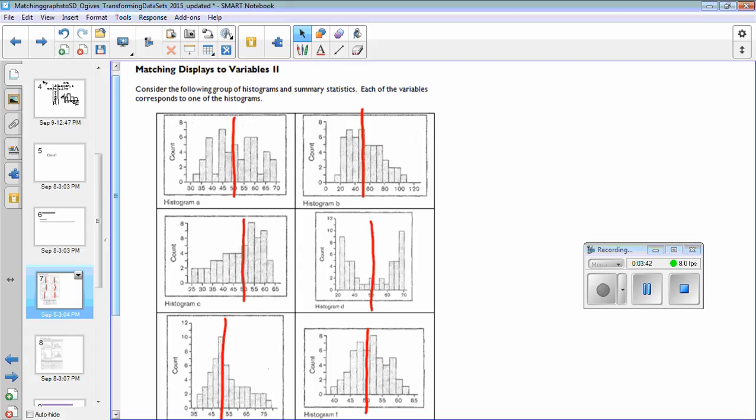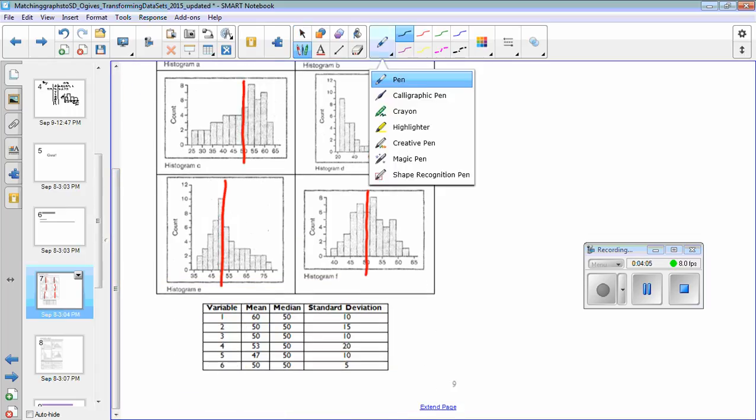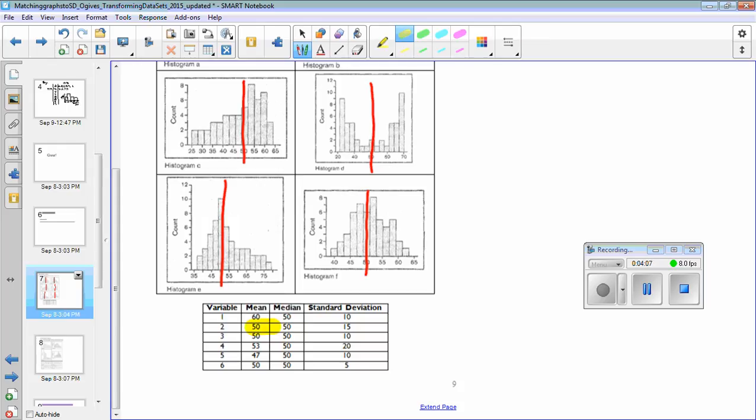When I have a symmetric data set, I use mean. When I use a skewed data set, I use median. I can compare the mean and the median. When the mean and the median are the same, what's true about the data set? It's symmetric. If you look down here, how many do you see where the mean and the median are the same? 3 of them. So there should be 3 symmetric data sets up there. Are there?